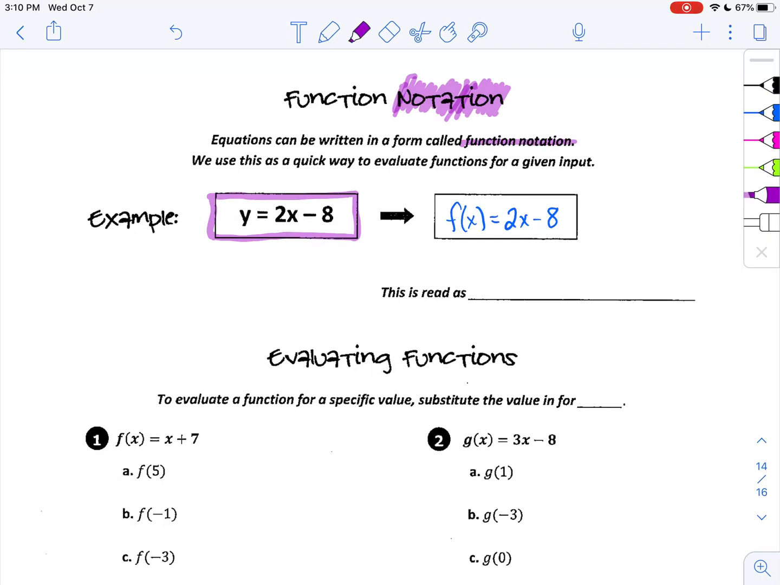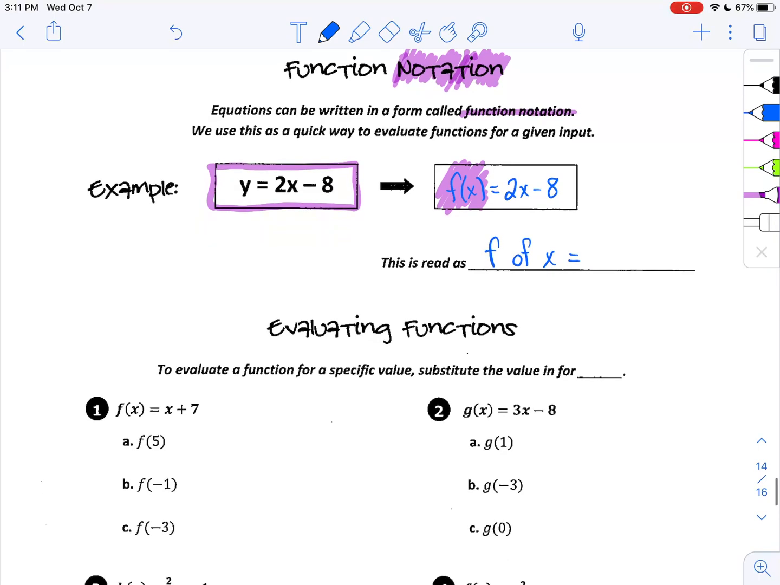That first part, the f parentheses x, is the part that tells us that 2x minus 8 is in fact a function. We don't have to test to see if it is. We're being told that it is. And the way that we read this is f of x equals. So the way we would read the above function is f of x equals 2x minus 8. And again, the purpose of replacing that y with the f of x is to communicate that 2x minus 8 is a function. So let's take a look at how we can evaluate these.